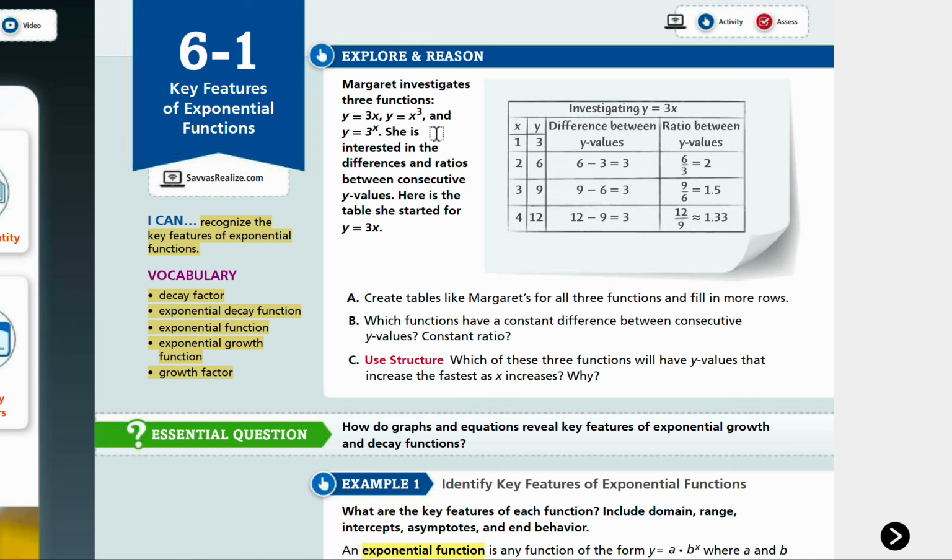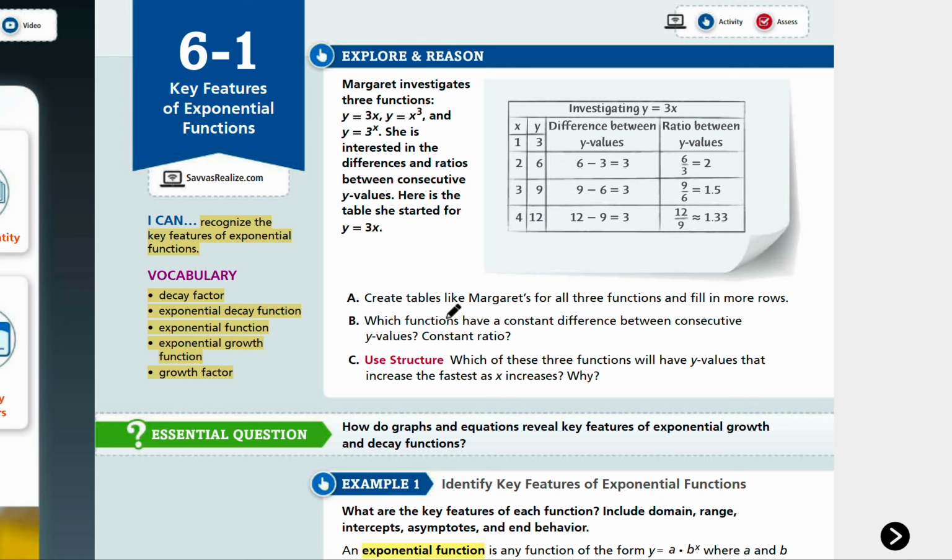Margaret investigates 3 functions: y equals 3x, y equals x cubed, and y equals 3 to the x power. She is interested in the differences and ratios between consecutive y values. Here is the table she started for y equals 3x. Margaret made a table of x and y values, and then figured out the difference between the y values and the ratio between y values.